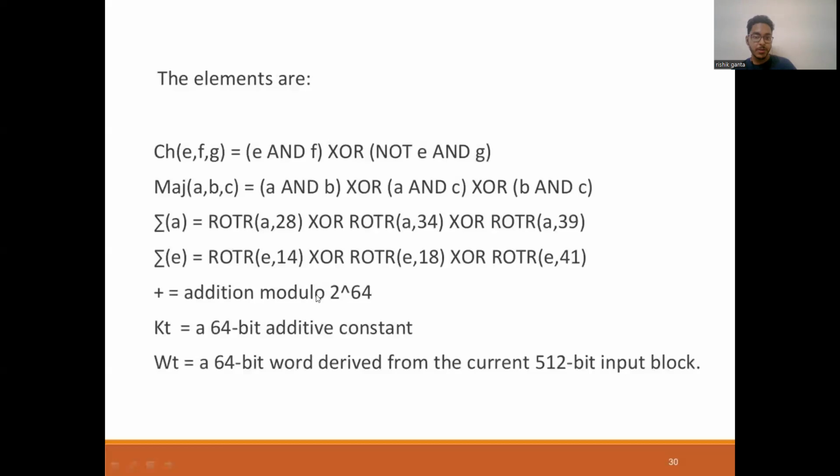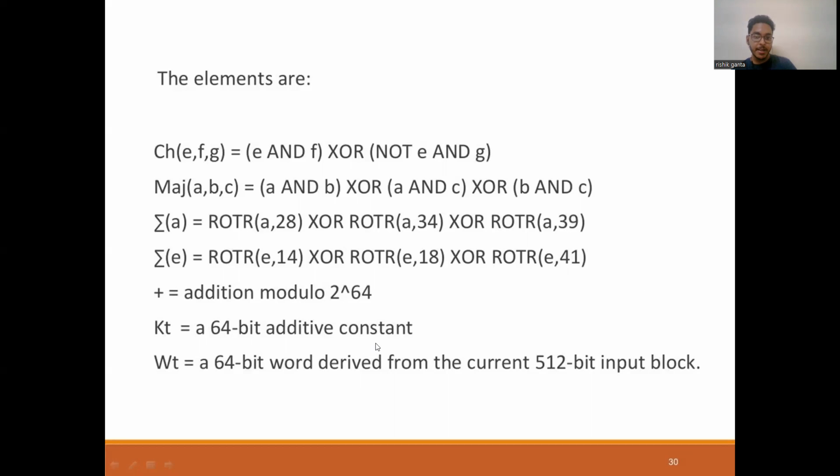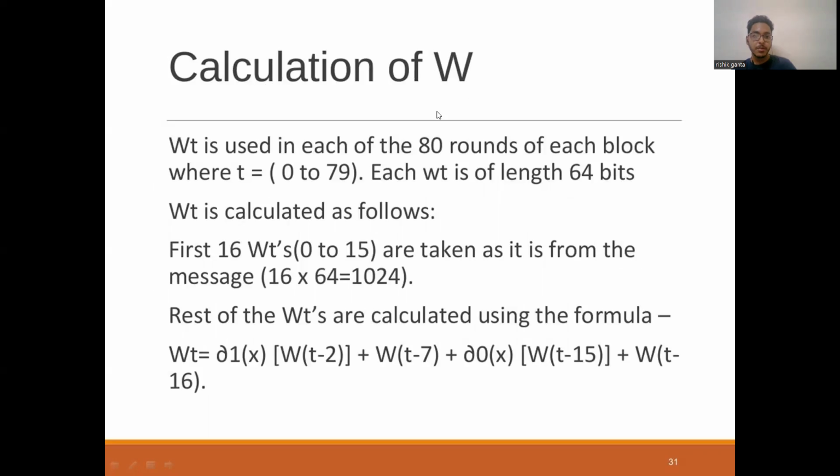Plus is the addition modulo 2^64, and Kt is a 64-bit additive constant, and Wt is a 64-bit word derived from the current 1024-bit input block. Calculation of W: Wt is used in each of the 80 rounds of each block, where t ranges from 0 to 79. Each Wt is 64 bits in length. Wt is calculated as follows: the first 16 words, 0 to 15, are taken as is from the message. That is 16 times 64, that is 1024.